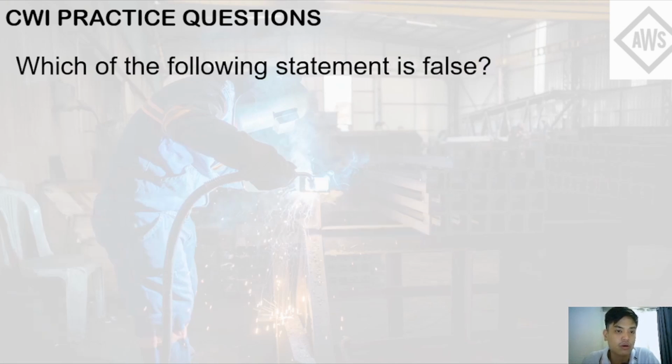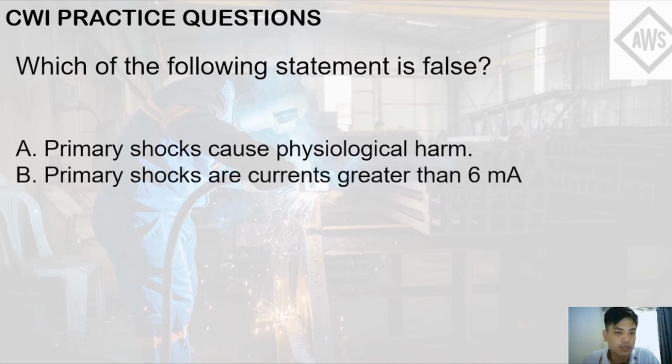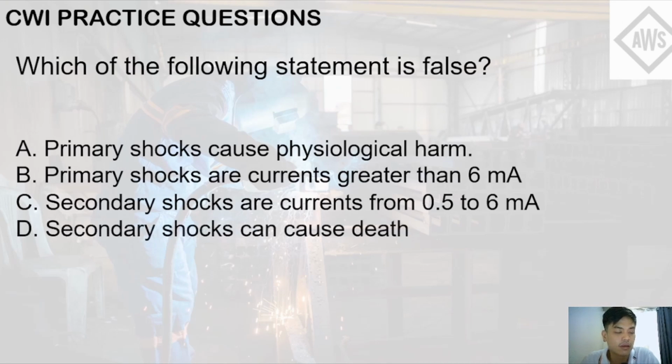Next question. Which of the following statements is false? Letter A, primary shocks cause physiological harm. Basically, this question is regarding electric shock. Letter B, primary shocks are currents greater than 6 milliampere. C, secondary shocks are currents from 0.5 to 6 milliampere. Letter D, secondary shocks can cause death. So which of the following statements is false? By the way, you can pause at any time if you want to think of the correct answer.